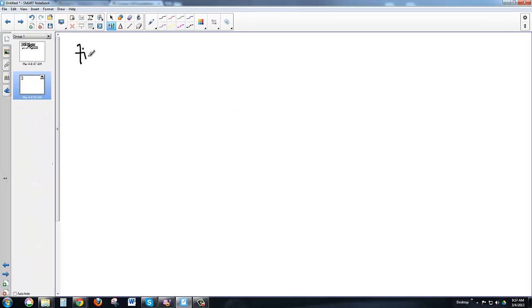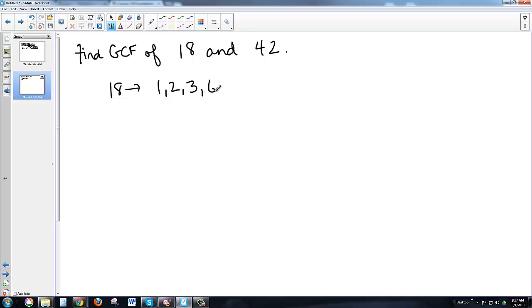How do we work with it? Let's say I asked you to find the greatest common factor of, let's go, 18 and 42. There are two good numbers. We could go this way. What are the factors of 18? Well, we know 1 goes into 18, and 2, and 3, 6, 9, and 18.